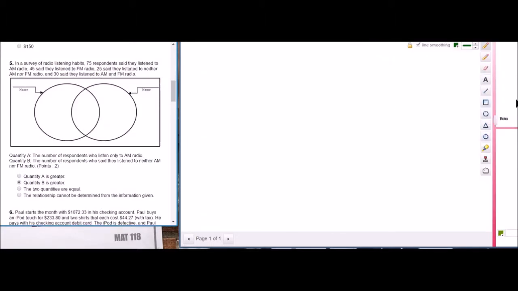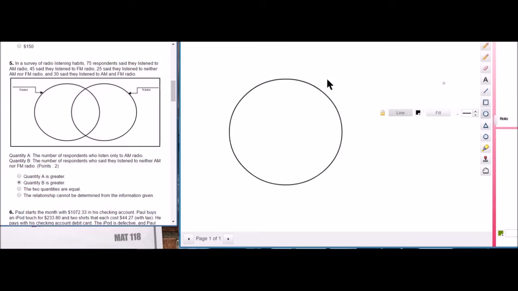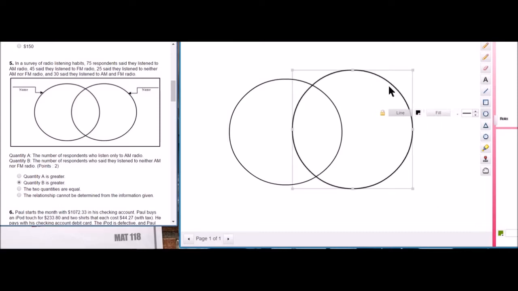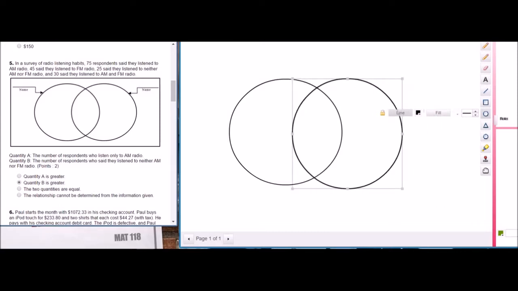All right, let's keep trucking along. Okay, let's take a look at this number 5 here. Let's get some circles for our Venn diagram again. So we have 75 respondents said they listened to AM. 45 listened to FM. 25 said they listened to neither. 30 said they listened to both AM and FM. Okay, so let's label AM and FM. Now let's just fill this out. So we have 30 listen to both. We have 25 say they listen to neither.